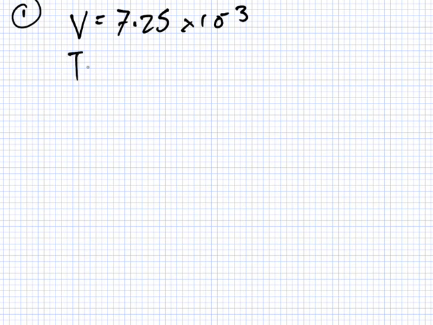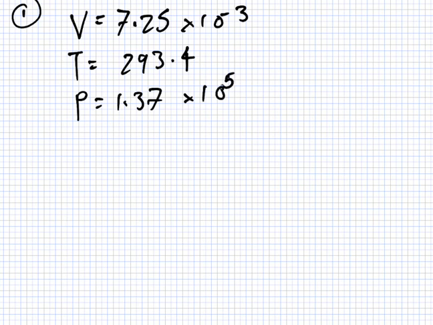Right, first question. Number 1. An ideal gas occupies a volume of 7.25 times 10 to the minus 3 at a temperature of 20.4, which is 293.4, and the pressure is 1.37 times 10 to the 5. Determine the volume occupied by the gas at that temperature and that pressure.